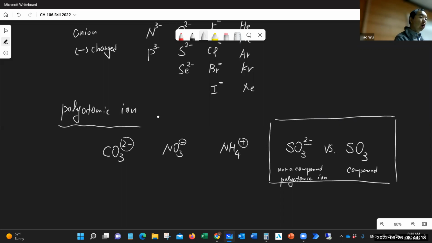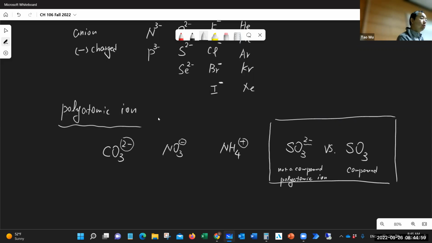They have a charge, but this ion is made by different atoms aggregated together. So that is quite different. Please make sure you separate those two. SO3 2 minus and SO3 are two different things. Just like CO3 2 minus, NO3 minus, and NH4 plus. So a polyatomic ion can be negatively charged and can also be positively charged. So that is the ion.